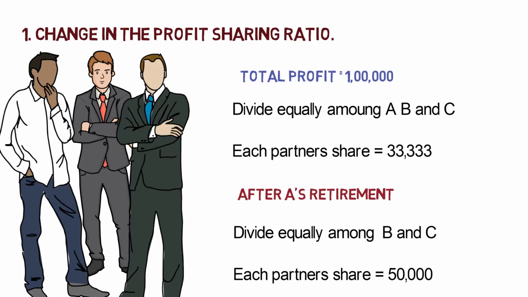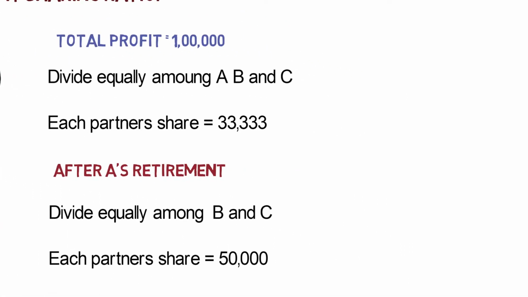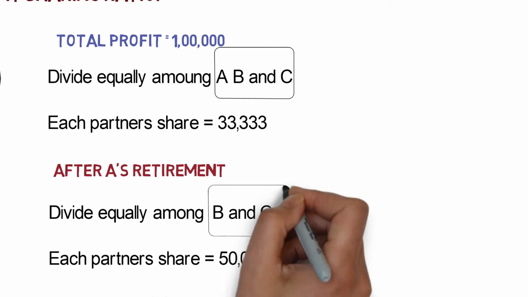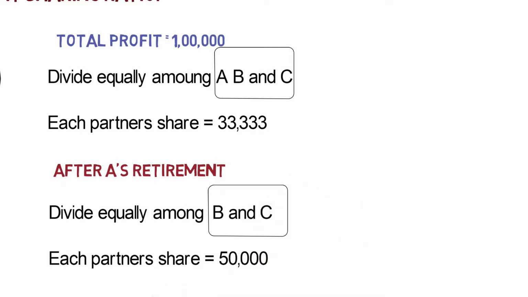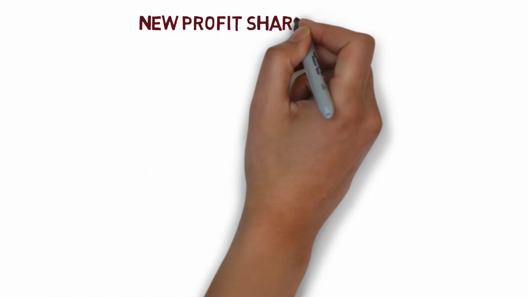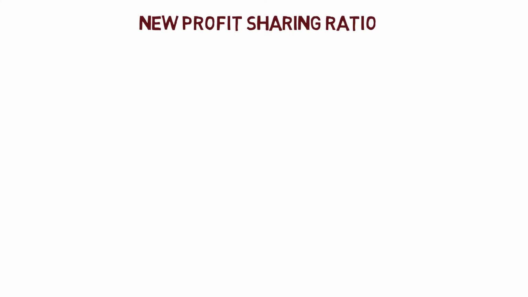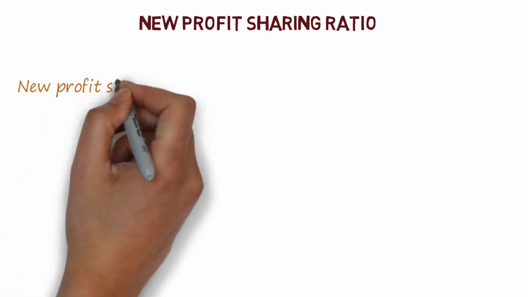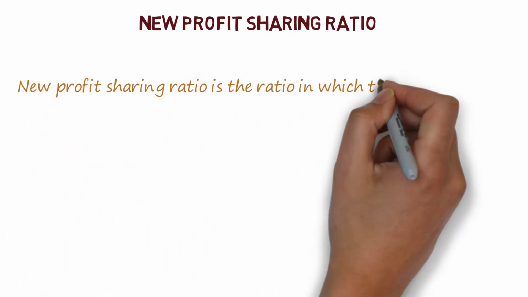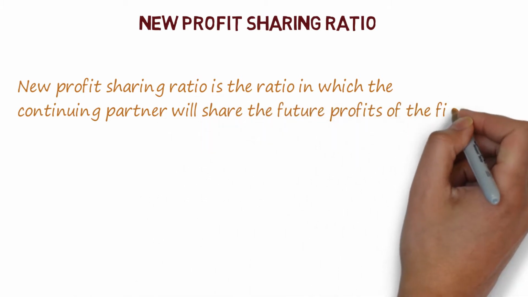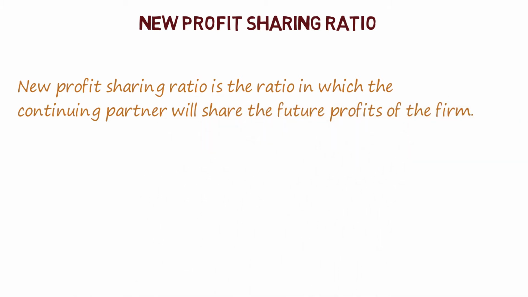In this example, the profit previously distributed between 3 partners will now be distributed between 2 partners. That is, there is definitely a change in the profit sharing ratio because of the retirement of A. Now let's understand the definition of new profit sharing ratio. New profit sharing ratio is the ratio in which the continuing partners will share the future profits of the firm, that is, future profits after retirement of one or more partners.